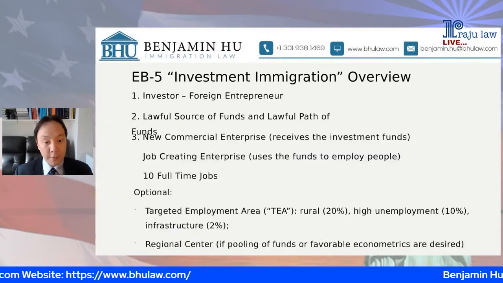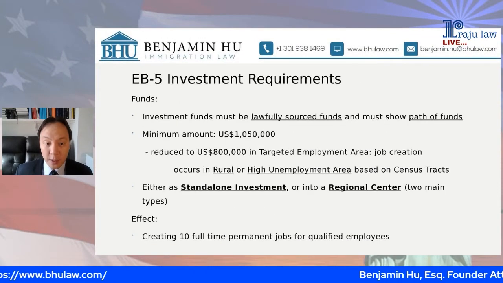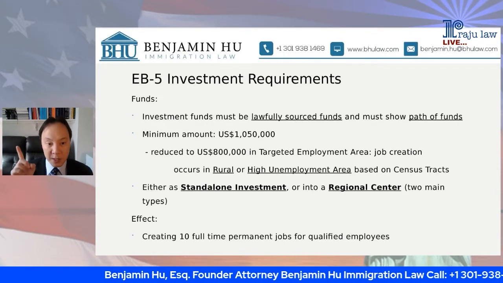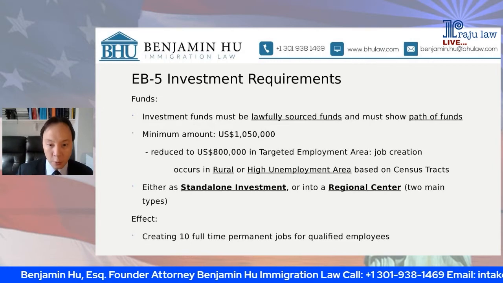There's only one investor. There's no pooling of funds. You're not doing this with anybody else. It is possible for you to work with American investors. You can invest your $1.05 or $800,000 into the US and have American buddies helping you out, but you cannot have any other foreigner helping you hoping to get a second EB5. A standalone investment only supports one EB5, and that is your own.